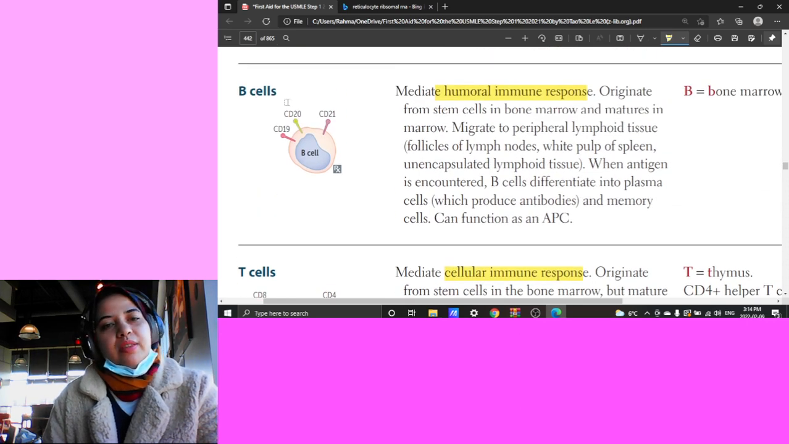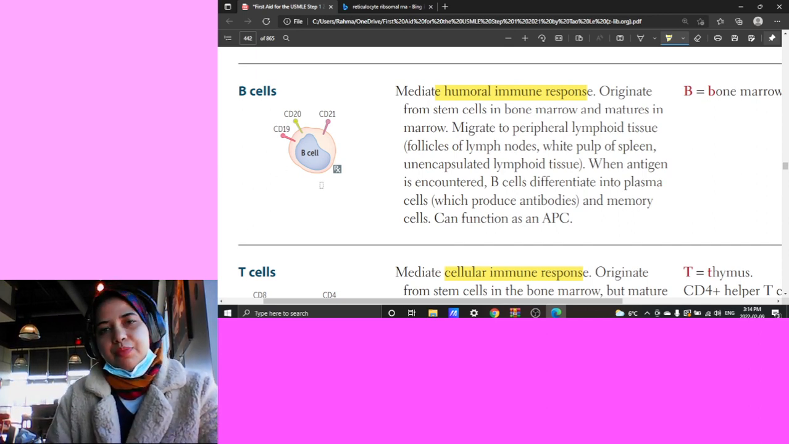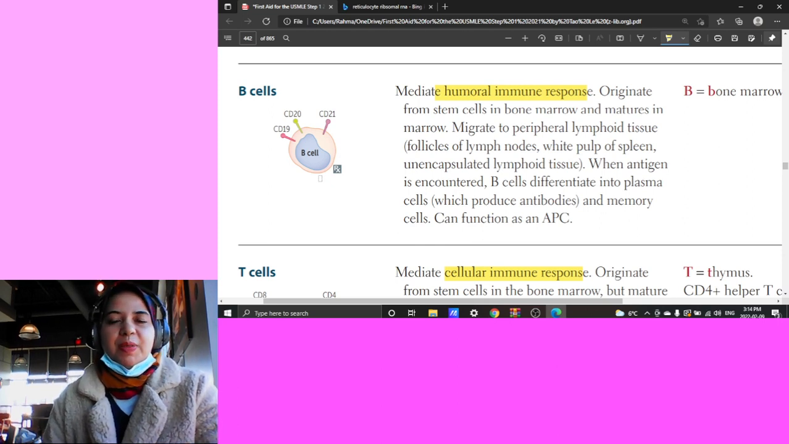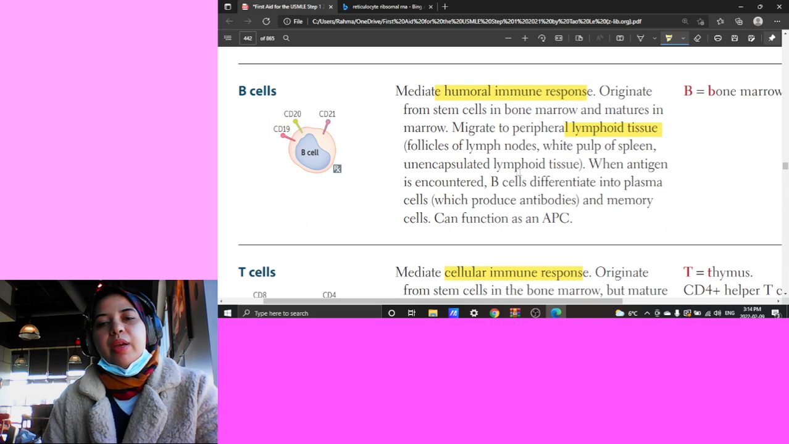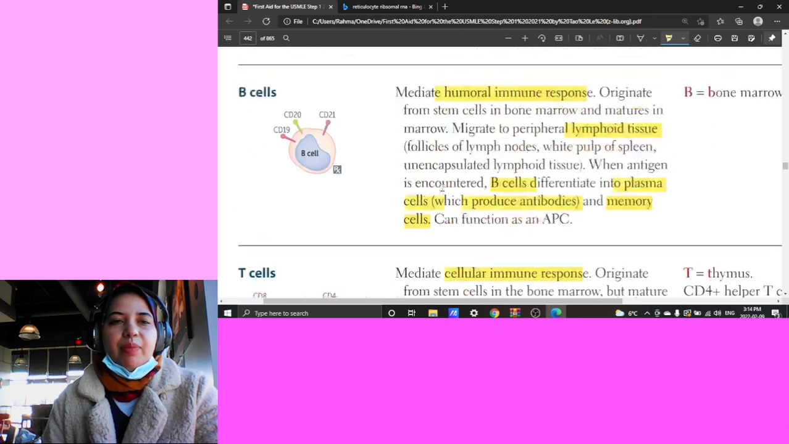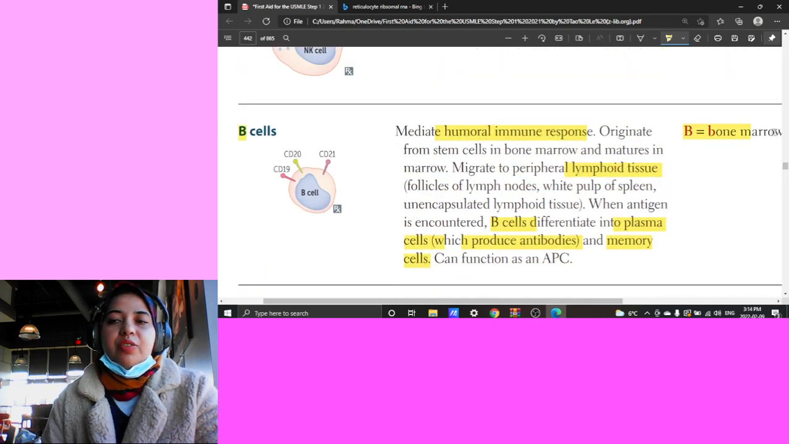The humoral immune response, to make it as brief as possible for you: anything that interacts with the B cell is going to tell it to create an immunoglobulin, which is going to respond to that specific type of infection. So they migrate to peripheral lymphoid tissue, where they receive some information. Then B cells differentiate into plasma cells, and those plasma cells produce antibodies and memory cells, so we can more effectively clear out the infection the next time it happens. The key thing about why they're called B cells is that they mature in the bone marrow.